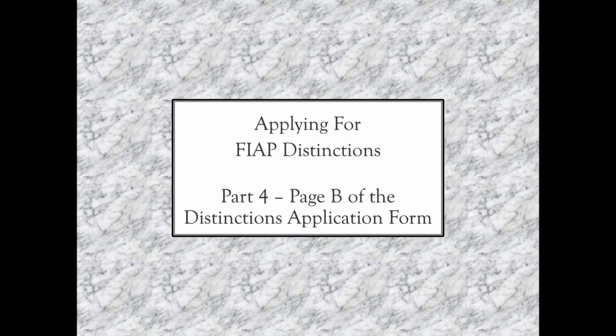This is the fourth in a series of videos aimed at assisting APS members with how to apply for FIAP distinctions. In this tutorial, I will cover the completion of page B of the distinctions application form and the lodgement of page B.